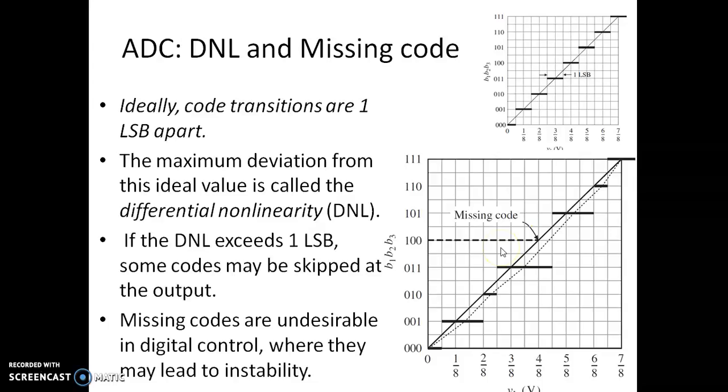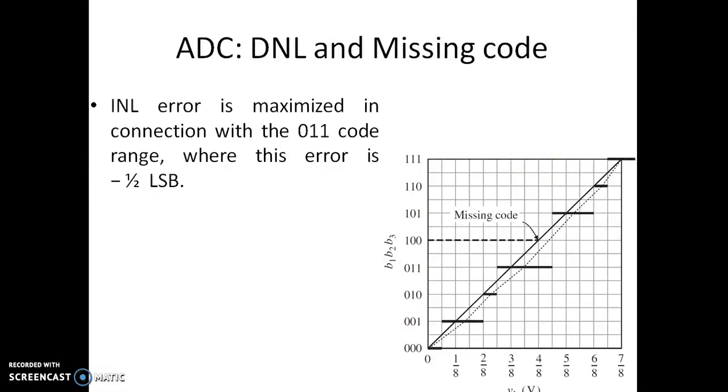Now let us see what happens. Missing codes are undesirable in a digital control where they may lead to instability. So actually we want to have 0, 1, 1, and then we want to have the next code as 1, 0, 0. So instead of getting 1, 0, 0, we'll be missing that code because this DNL is more than the ideal value. So let us again continue with the same DNL and missing code.